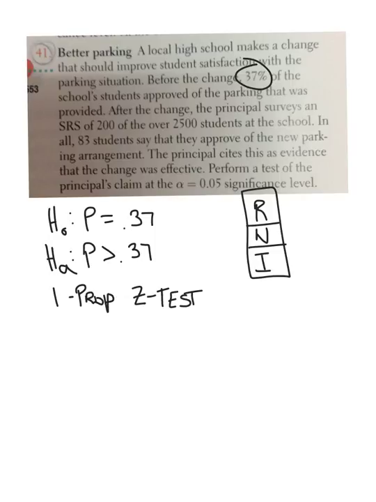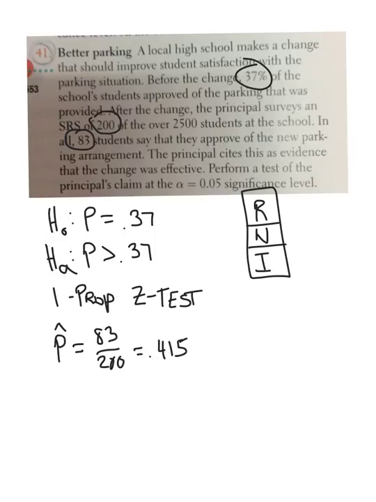Now, let's see. Simple random sample of 200 students, 83 approve the new parking. So that's going to be our p hat. It is going to be 83 out of 200, and that's going to be 0.415.